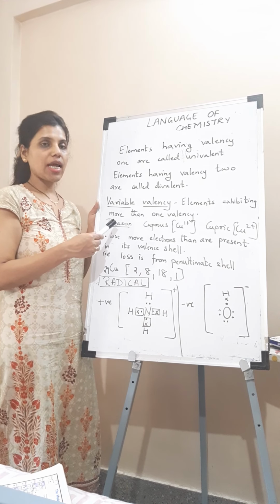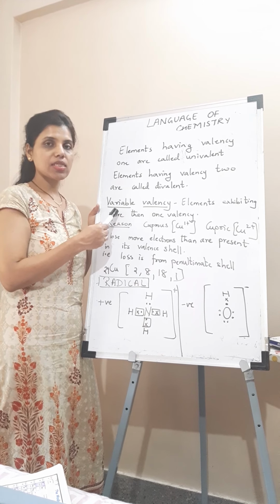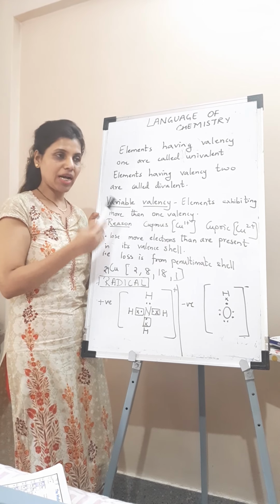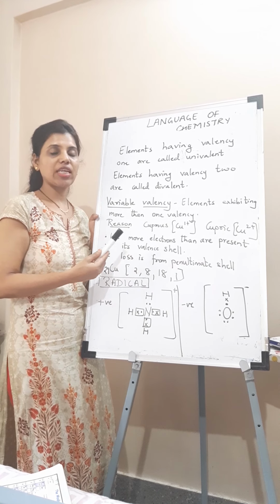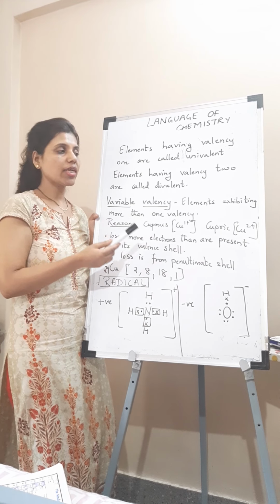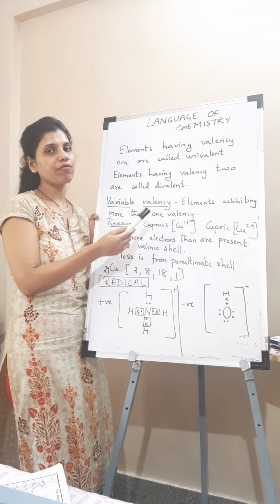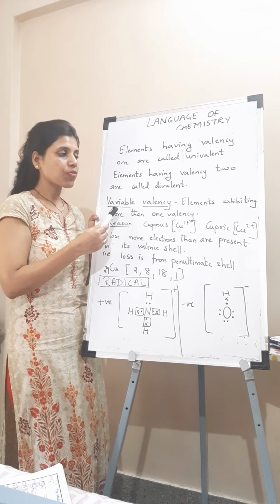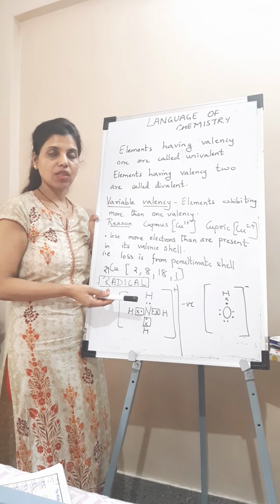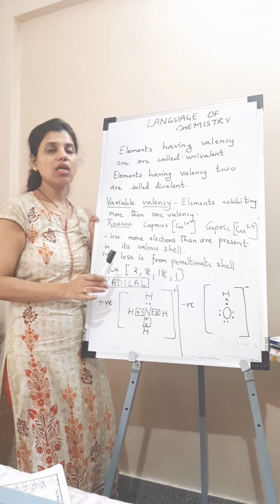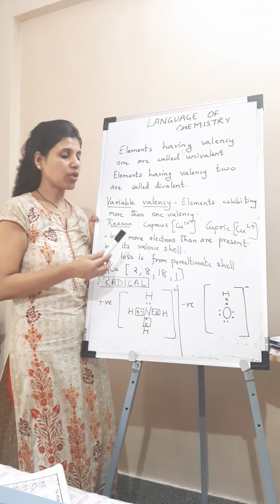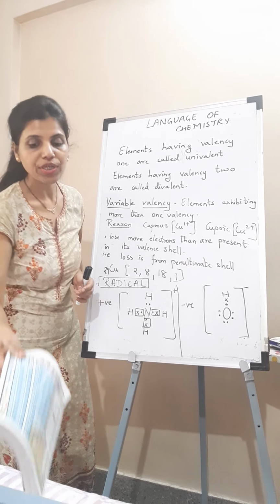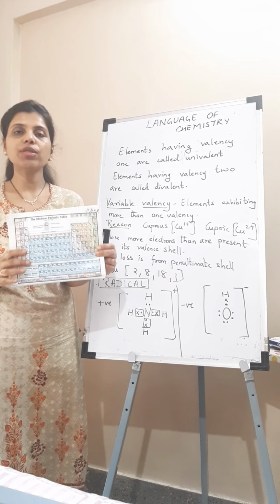Now we understand what is variable valency. Let us look into the definition of variable valency. Elements that exhibit more than one valency are known as variable valency, meaning they show variable valency. So in this case you can see I have taken an example of copper. Before going to that, I would like to show you the periodic table.